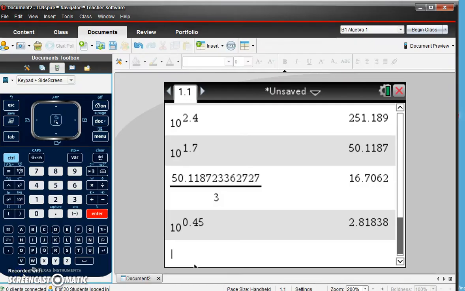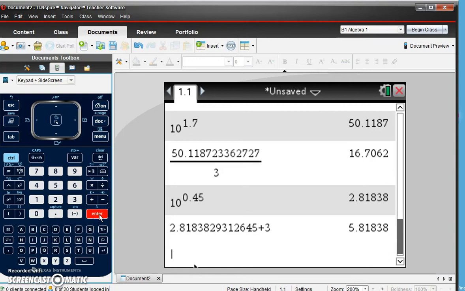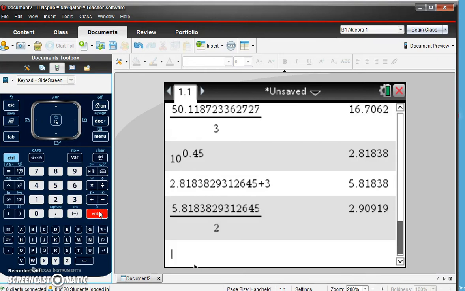All right, so here I have 10 raised to the 0.45 power. Then I'm going to have to finish solving, so I'm going to need to add 3 to it. So I'm going to put plus 3, enter. And then I need to end up by dividing by 2. So divide by 2, enter. And I get my final answer there, 2.909. So let me put that in.